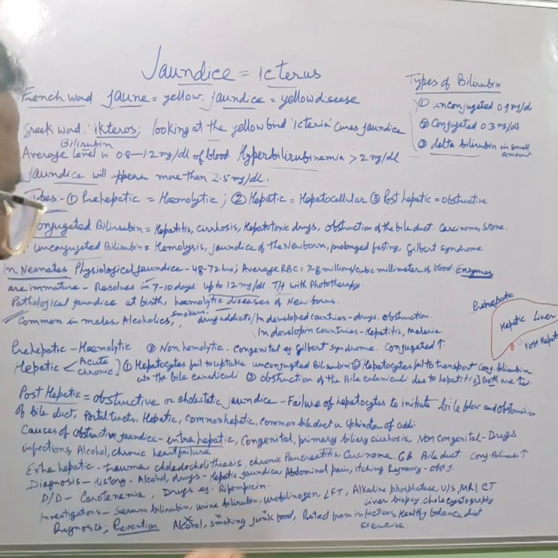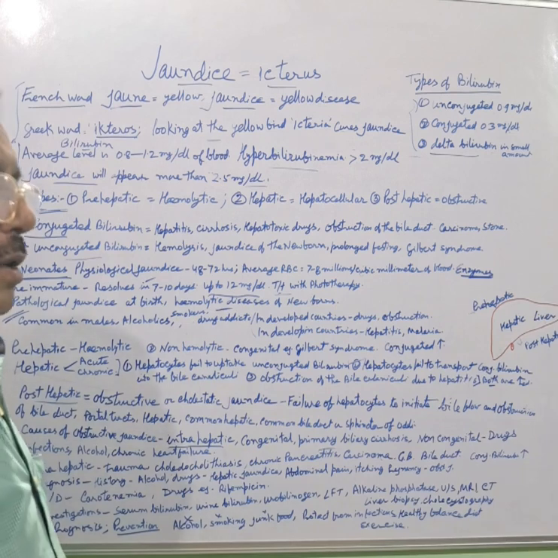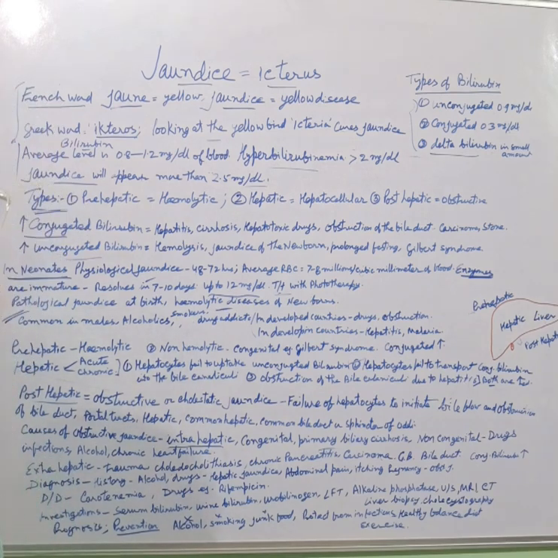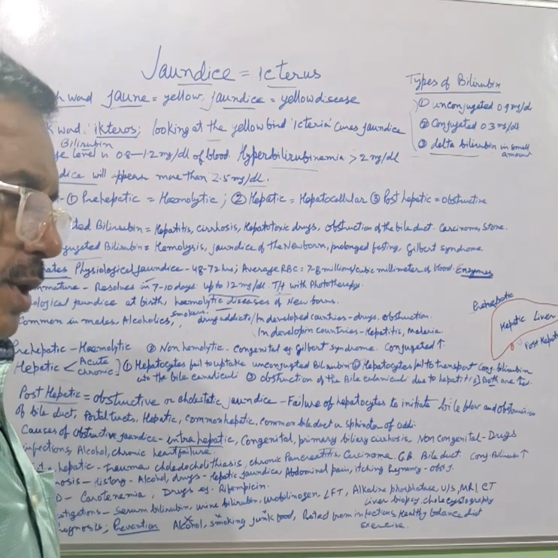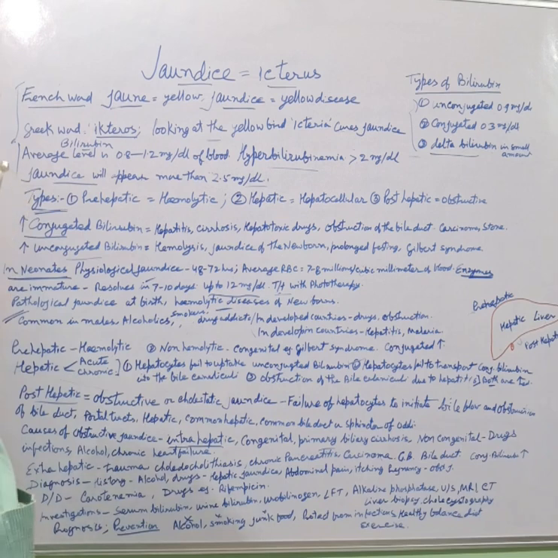What is the underlying cause of jaundice? Prognosis depends upon the cause of the jaundice. If it is due to hepatitis, it will resolve rapidly. And if it is due to carcinoma of gallbladder or carcinoma of head of pancreas, etc., then prognosis is bad.